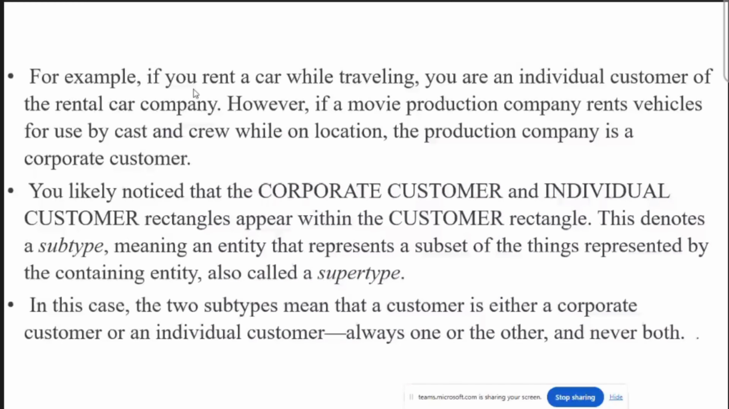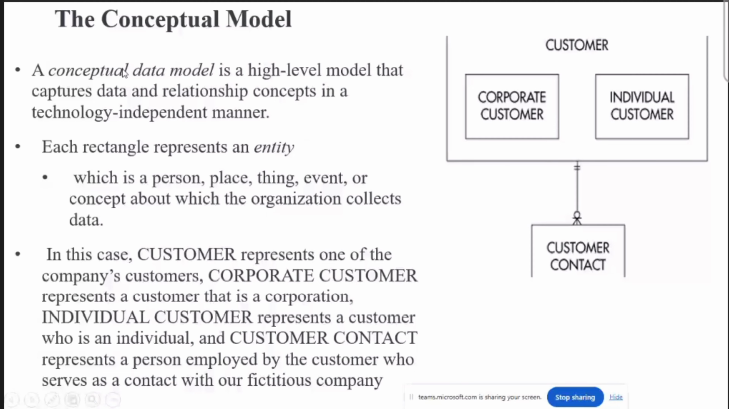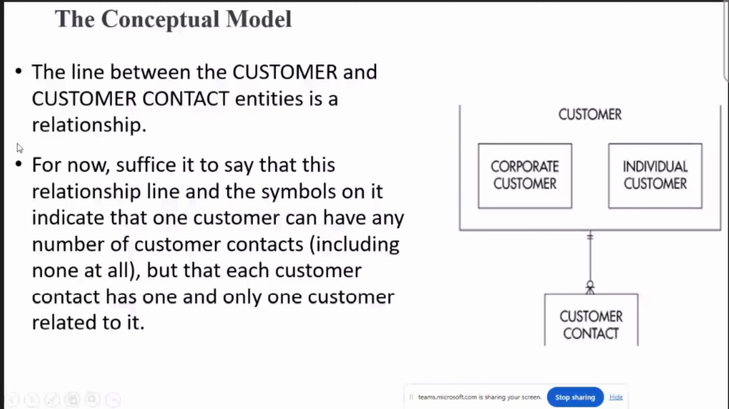So we also have the conceptual data model. It's a high level model. Okay, that's where we are. So for now, we can see that there are symbols. The relationship is a link that denotes the degree of the relationship. So the line between the customer and customer contact entities. So we have the customer contact as an entity, the corporate customer as an entity, or the individual customer. Whether you are a corporate or individual, you are a customer, but you link to one important entity called customer contacts. And the link between them is what we call relationship.